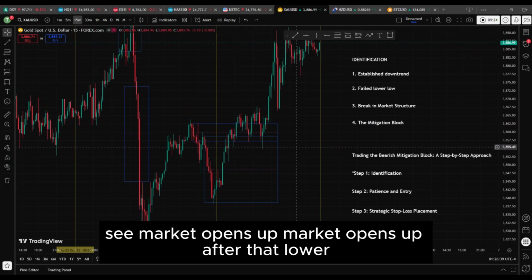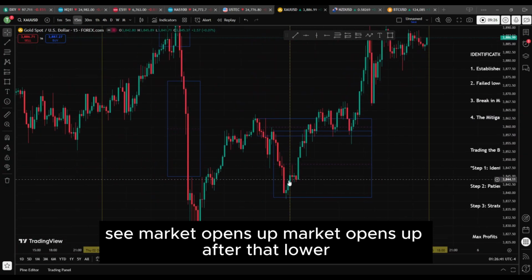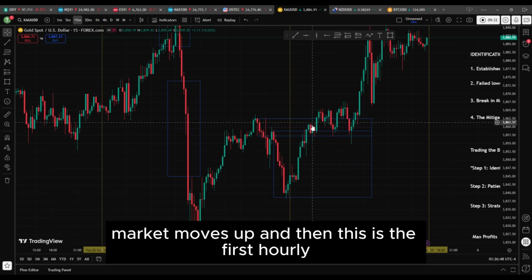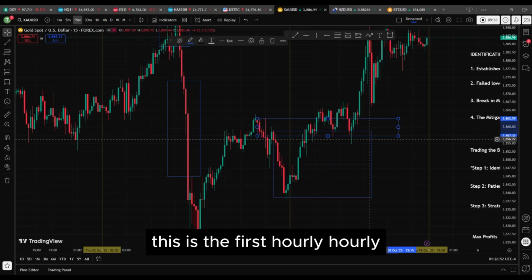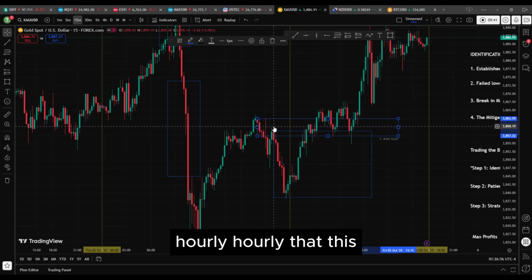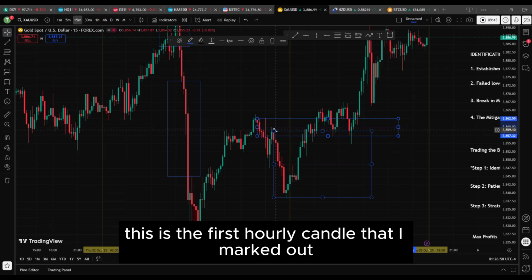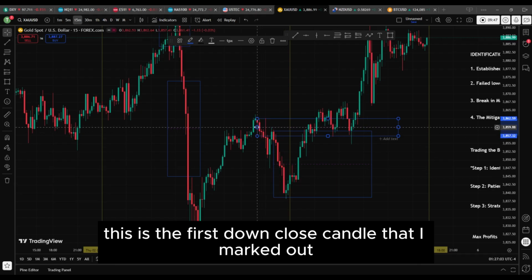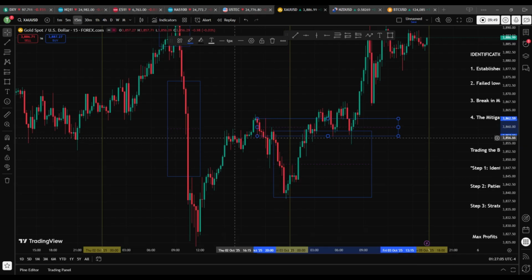See, market opens up. After that failed swing low, market moves up. And this is the first hourly candle that I marked out before this series of down close candles. This is the first down close candle that I marked out. Look at what happened here.